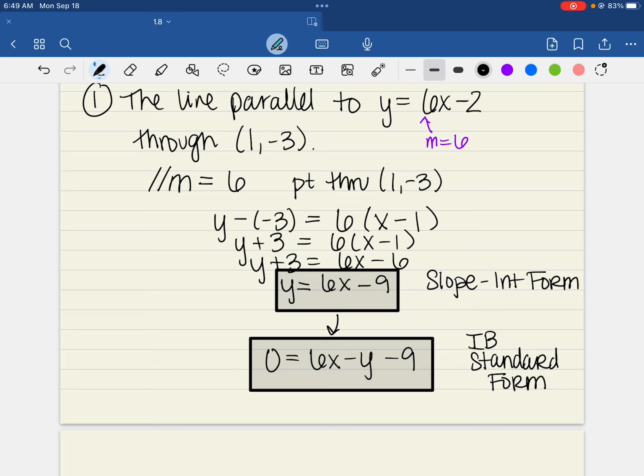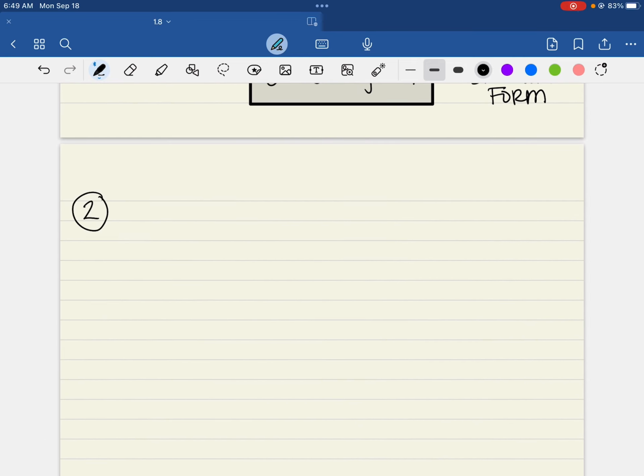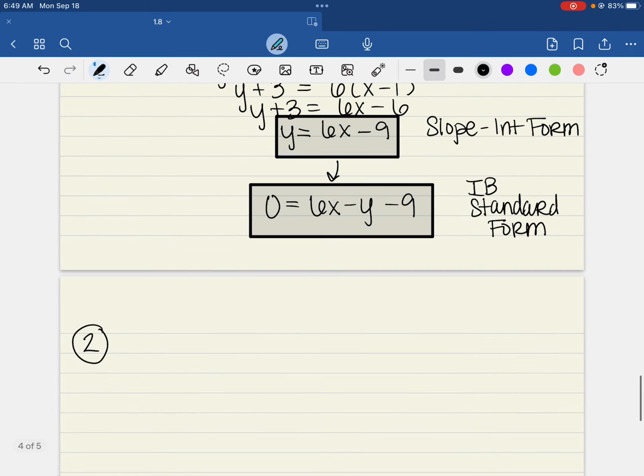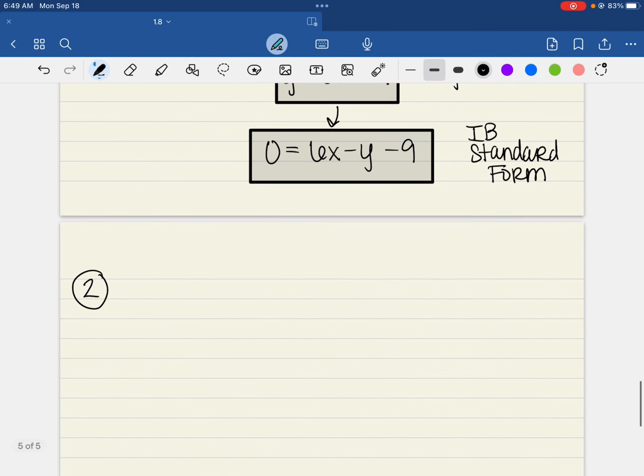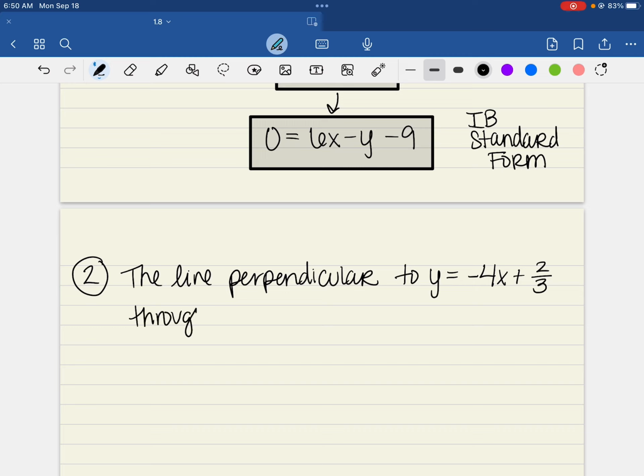Let's try a second one like that. However, we're going to try it slightly differently. In the last example, we reviewed parallel. Now we're going to review perpendicular. The line perpendicular to y equals negative 4x plus 2/3 through 8/5.